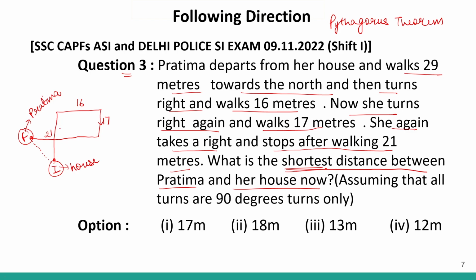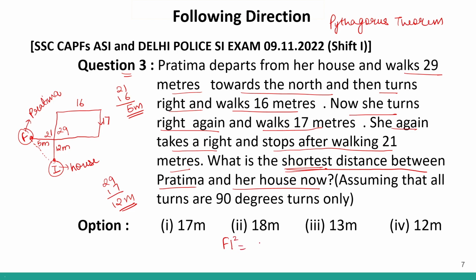Now, if this entire line is 29, then this will be how much? This will be 29 minus 17, that is 12 meters. So this line is 12 meters. Similarly, if this is 21 and this is 16, then this distance will be how much? This will be 21 minus 16, that is 5 meters, right? So this will be 5 meters. So the distance, let me write it over here.